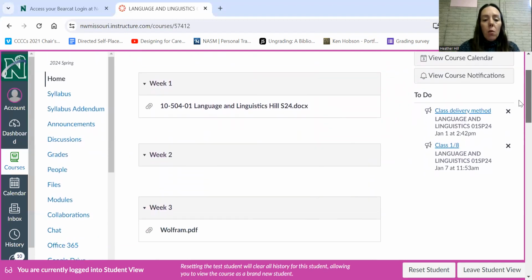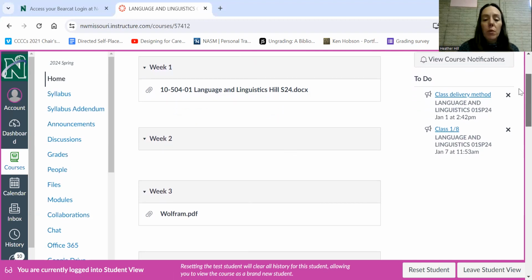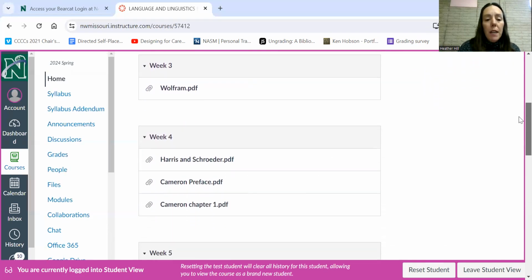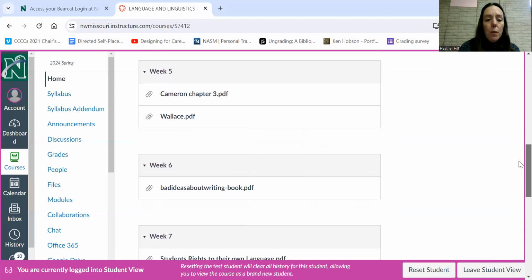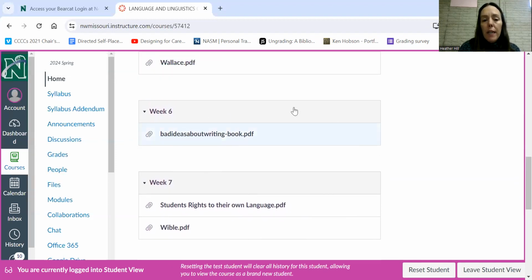You will notice that the only thing listed in week 1 and 2 is the syllabus today, and nothing in week 2. That's because we're watching videos in class, so you don't need to do anything ahead of time. We'll watch those videos in class and then discuss them. But as you can see, there are multiple readings almost every week. When it's something like the Bad Ideas About Writing book, you will need to look at the syllabus to see what pages to read.